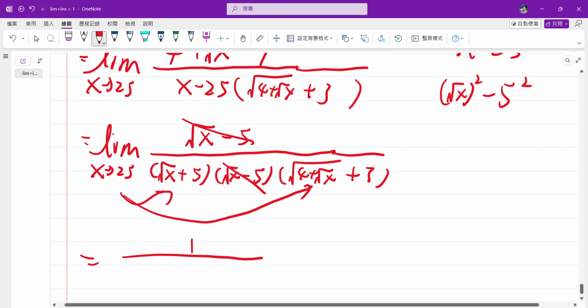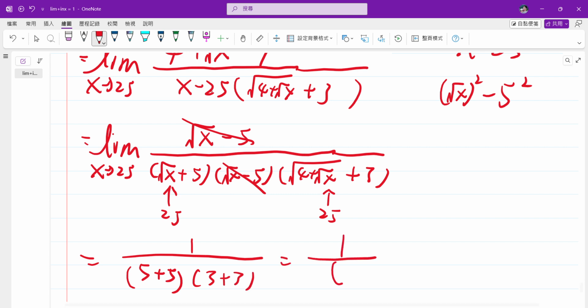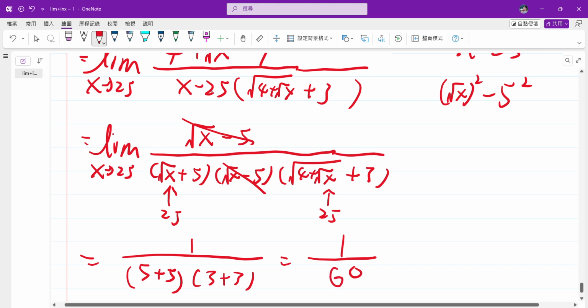That would be what? That would be 1 over 5 plus 5, right? And you plug in root 25 here and root 25 here. That's perfect. Root 25 here, that's 5. 5 plus 4 is 9. Root 9 is 3. 3 plus 3. So 10 times 6, 1 over 60.